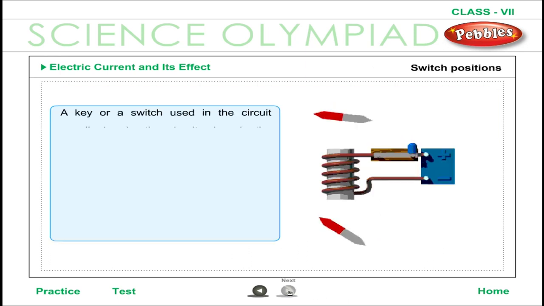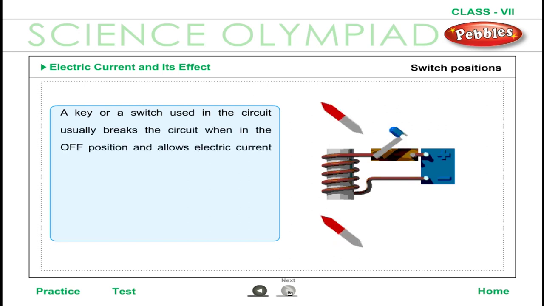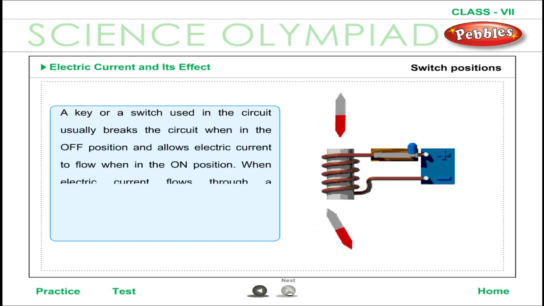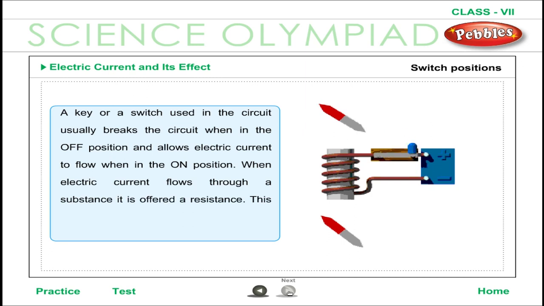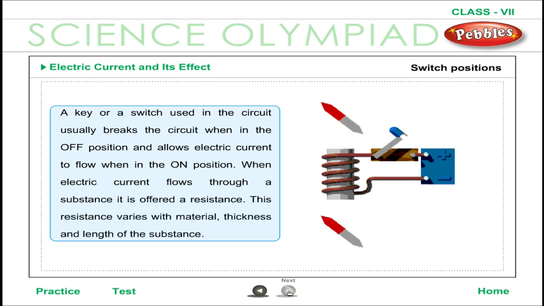A key or a switch used in the circuit usually breaks the circuit when in the off position and allows electric current to flow when in the on position. When electric current flows through a substance, it is offered a resistance. This resistance varies with material, thickness, and length of the substance.